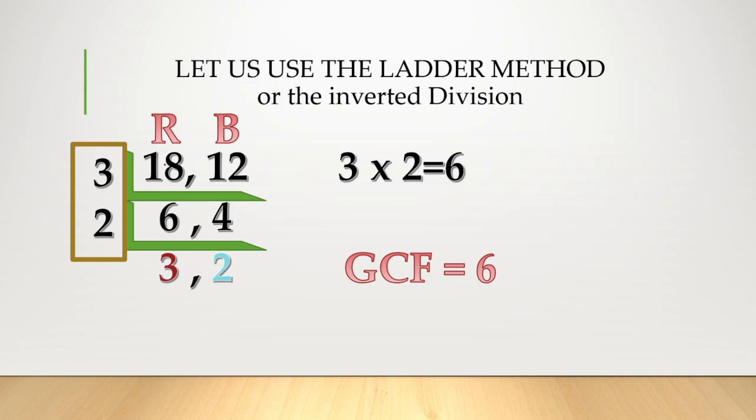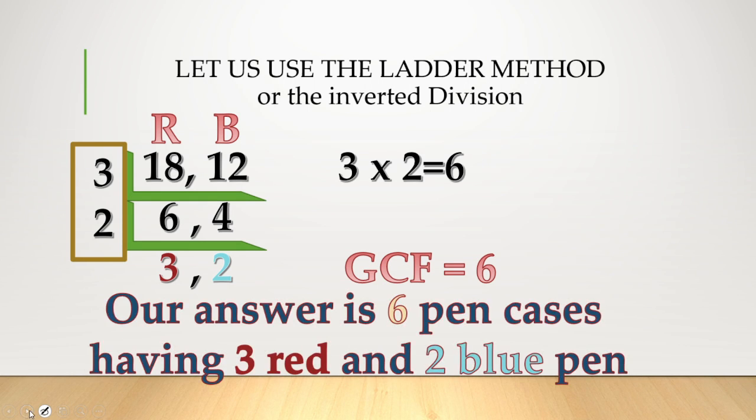So tig-anim na red sa 18, tig-anim na blue. We could have 3 sets ng tig-6 at 2 sets ng tig-6 sa blue. Okay? So how many pencil cases? So greatest common factor natin ay 6. So 6 pencil cases na mayroong 3 red and 2 blue. Okay po. So 6 pen cases with 3 red and 2 blue. Yan po yung contain what is inside the pencil case.